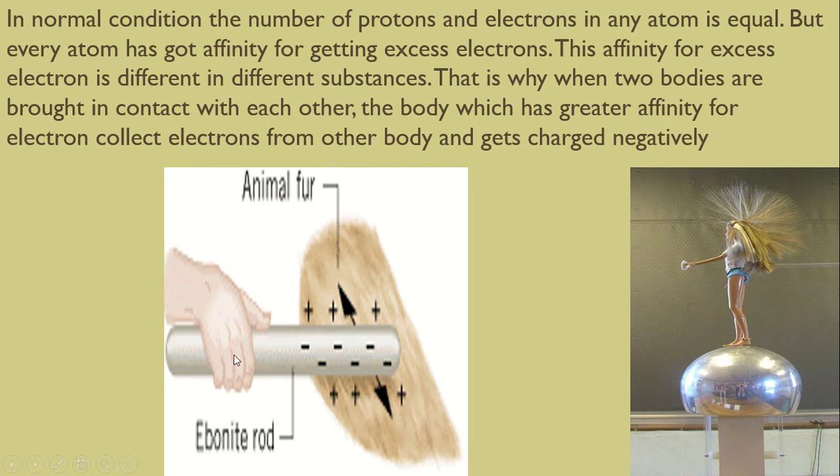Look, ebonite rod. When an ebonite rod is rubbed with flannel cloth or animal fat, then what will happen? The ebonite rod will receive electrons from the animal fat and becomes negatively charged.